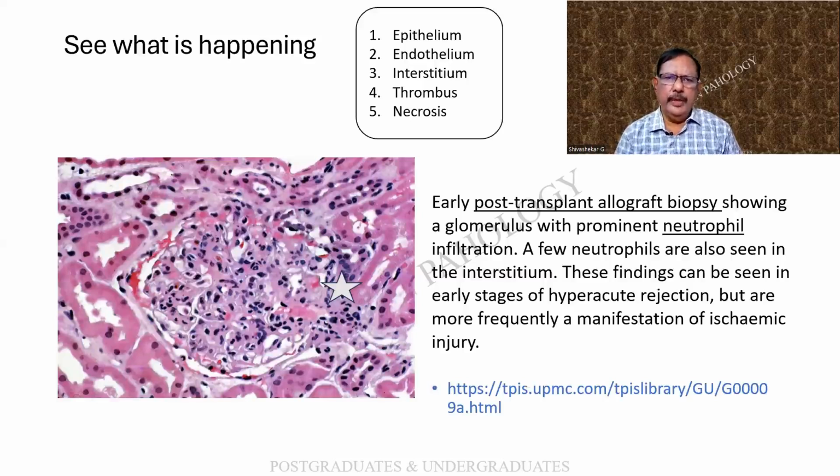See what is happening over here. Always the authors say that there are three things to be remembered. One is the epithelium, two is the endothelium, three is the interstitium. Along with it, there can be inflammation, thrombus formation, and necrosis. I hope the star makes you people identify thrombi that are getting formed and also an infiltrate. Usually it is appearing within the mesangium, but then it is going into the interstitium of the kidney. So there is a neutrophilic infiltration that is being mentioned here, particularly in a case of hyperacute rejection.